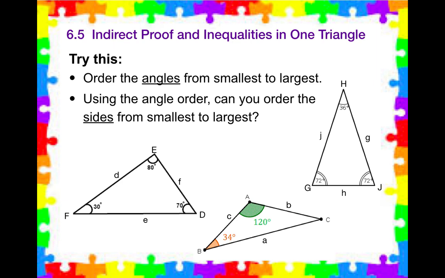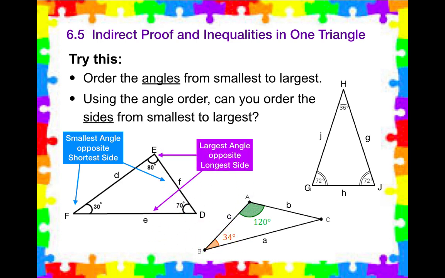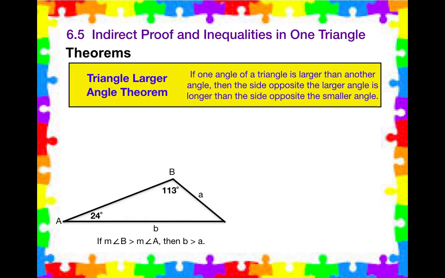We can also see on this triangle on the right-hand side that since we have two angles of equal size, the lengths opposite those are also going to be equal. This is an isosceles triangle, one of my favorites. So smallest angle opposite shortest side, largest angle opposite longest side.